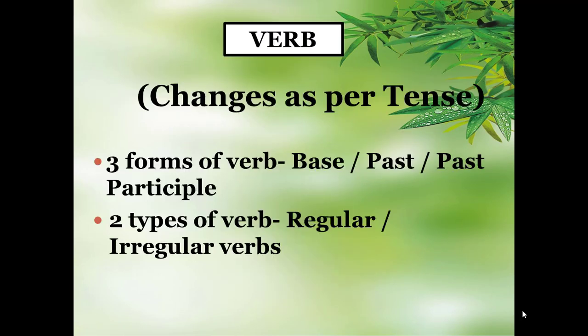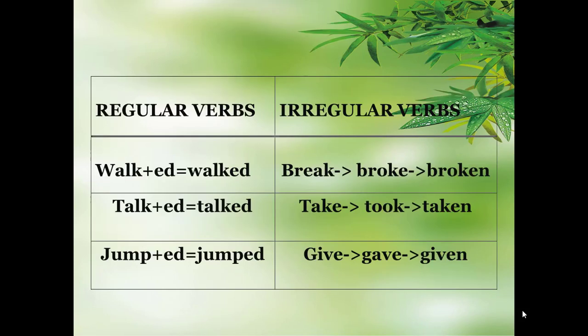Verb. It is an action word. It has the quality of changing as per tense. There are three forms of verb: base, past and past participle. There are two types of verb: regular verb and irregular verb. You first need to know the difference between regular verbs and irregular verbs.